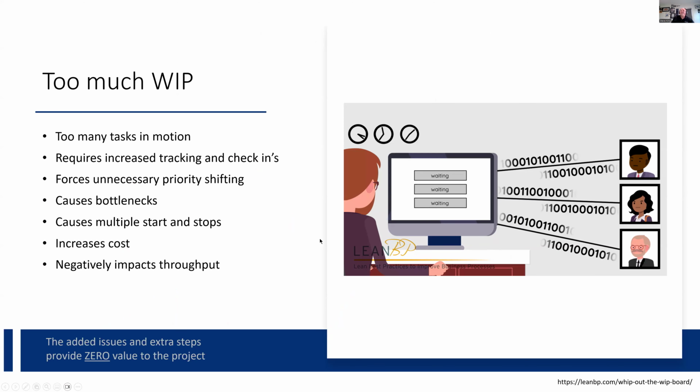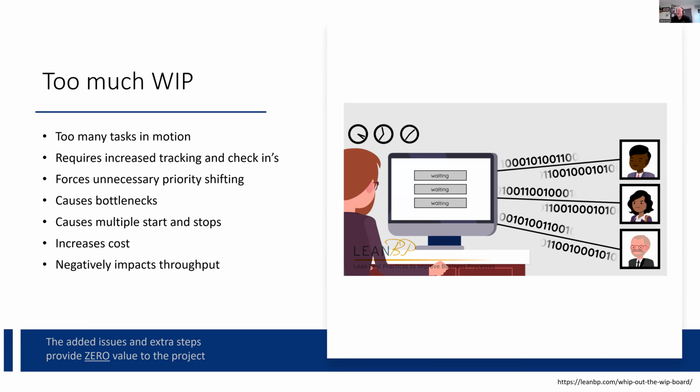Too much WIP means too many tasks in motion, right? There's too much going on on the shop floor, inside the work cells. People are waiting for things. There are bottlenecks, unforced shifts in priority. Changing, starting, stopping really is what is problematic.